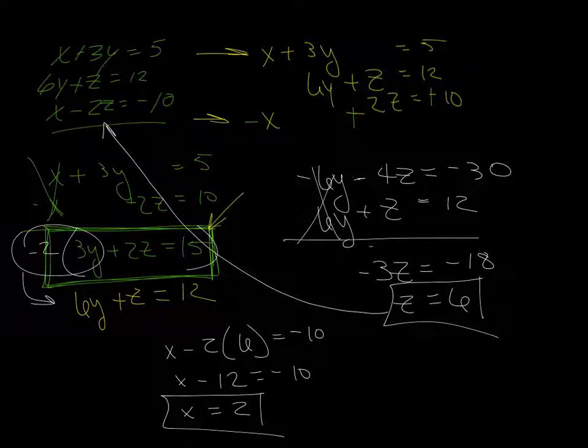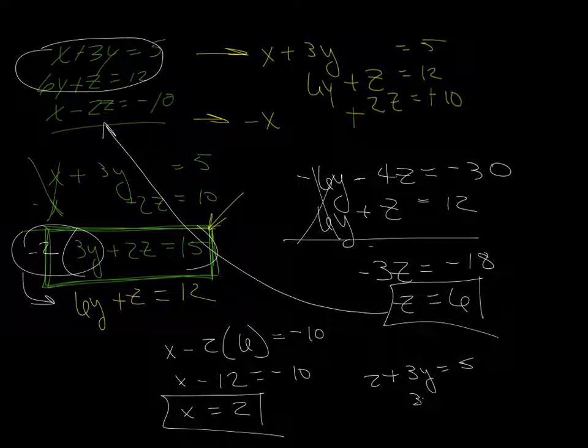Now I can go up to either one of these to find my y value. Let's take the top one. 2 plus 3y equals 5. 3y equals 3, y equals 1. So I just found all of my x, y, and z. That's it for example number 5, and that is going to be it for lesson 7.6.